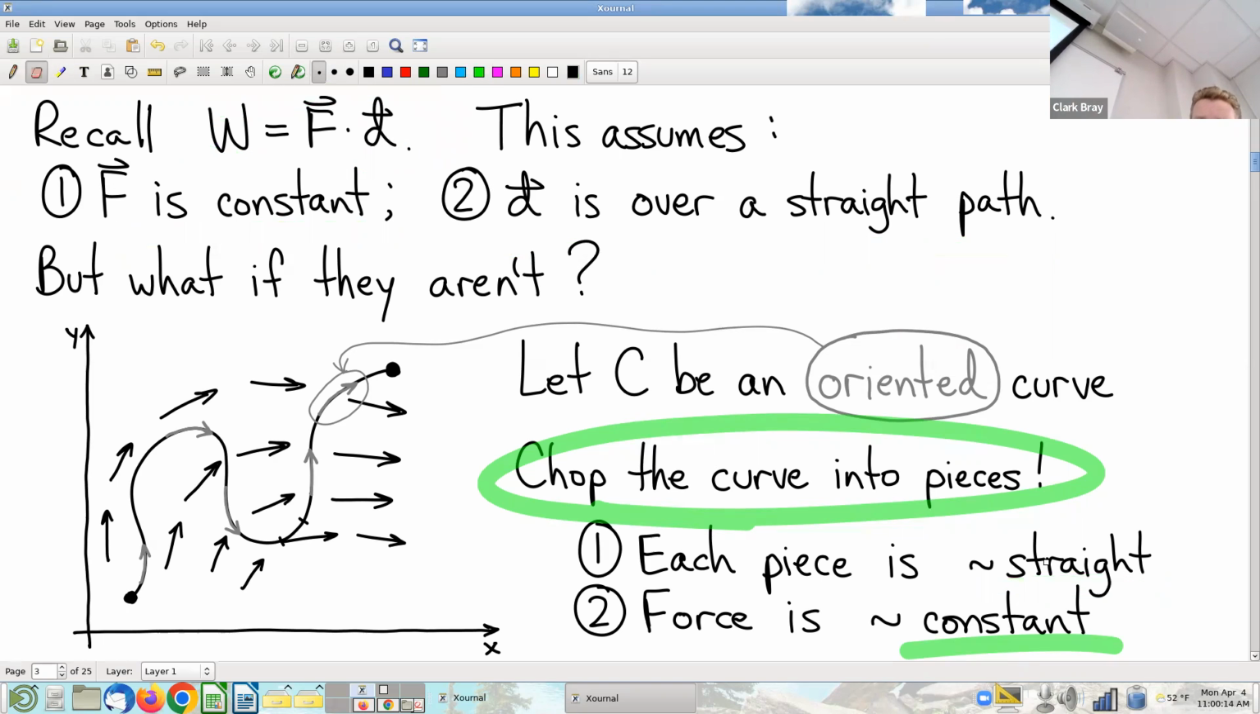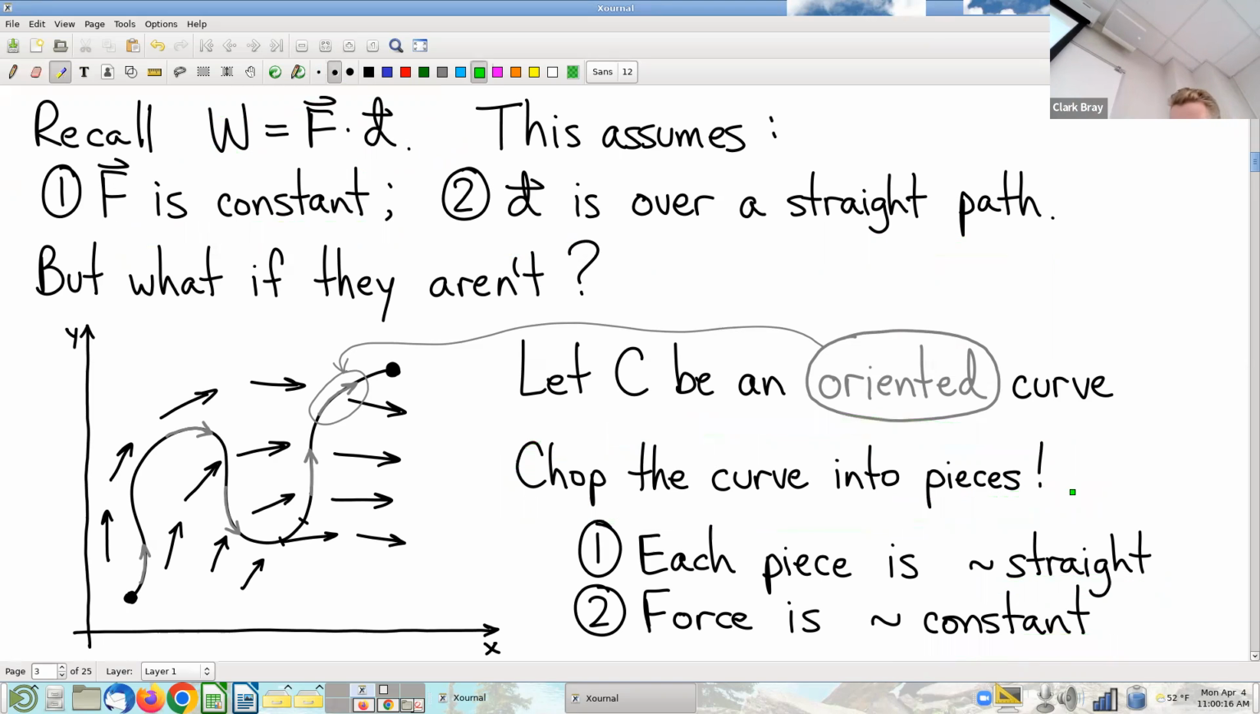But do remember, there was this issue of orientation. I have to talk about not just a curve, but an oriented curve. I can't talk about the amount of work it takes to drive the road. I need to know, wait a minute, which direction along the road? Do you want me to drive up the mountain? Do you want me to drive down the mountain? Different story. Very different story.